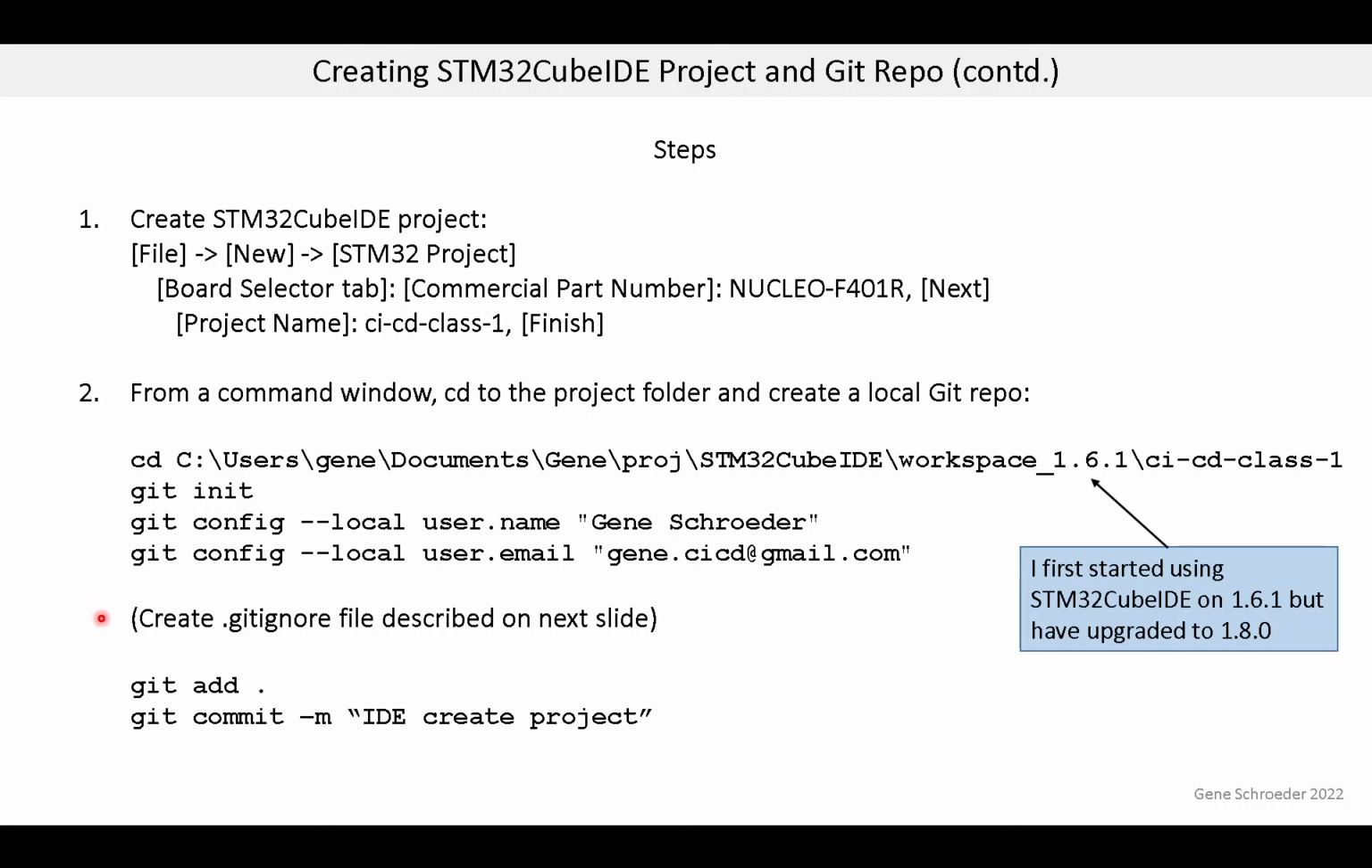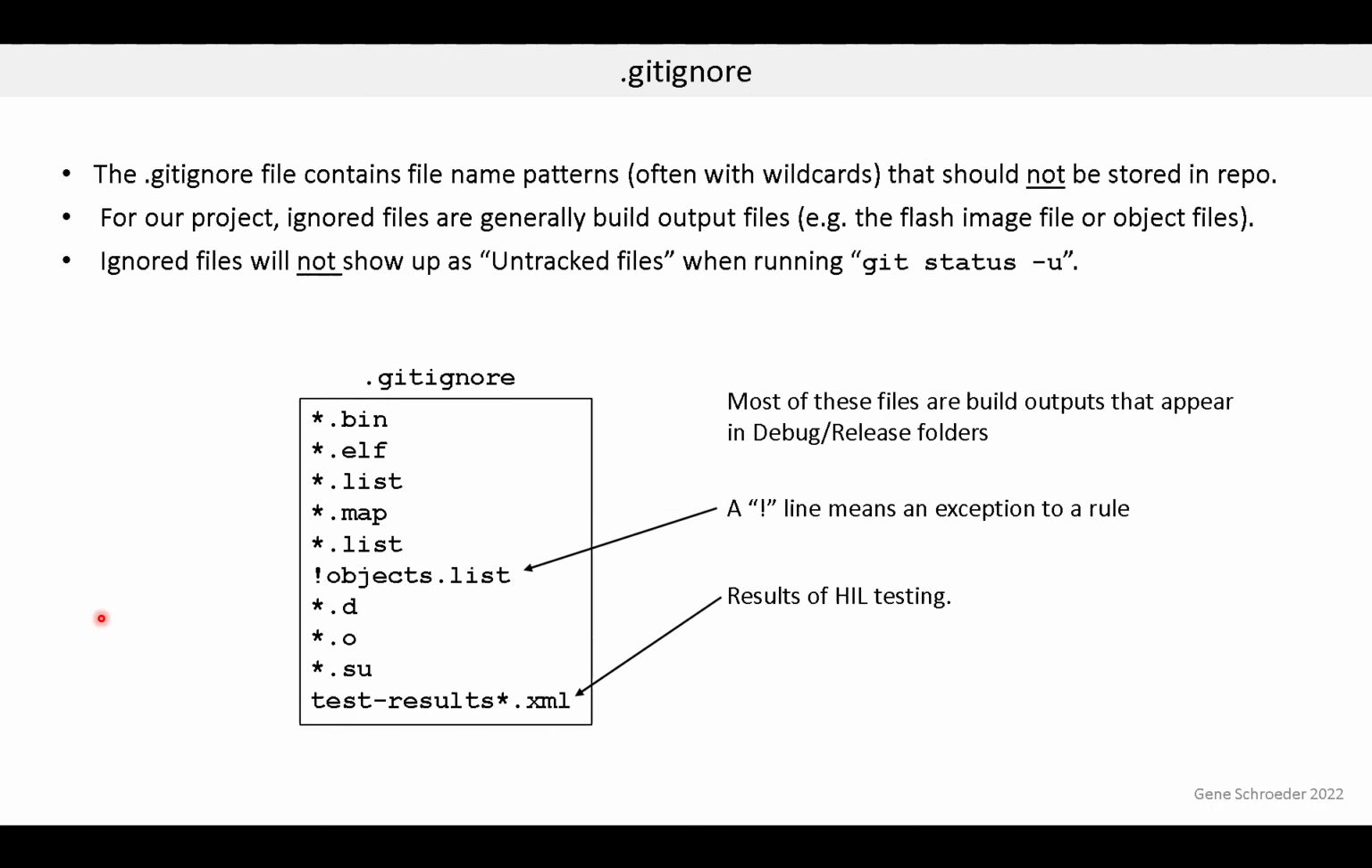So we need to create the .gitignore file. It's an important file in Git, so let me tell you about that. The .gitignore file contains file name patterns, often using wildcards, that should not be stored in the repo. This is why we're telling Git to ignore them. In our project, ignored files are generally build output files, like the flash image file. We discussed these kinds of files a few minutes ago. Ignored files will not show up as untracked files when running a command like git status -u, and that's what we want. We don't want to see them.